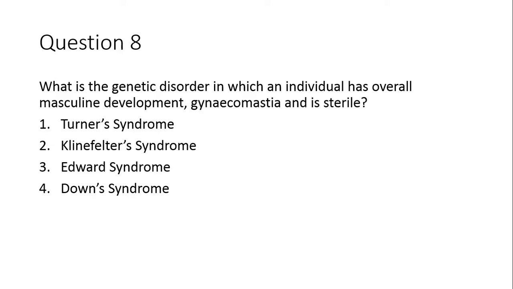See, Turner syndrome is because of lack of one X chromosome in human females. Klinefelter syndrome is because of an extra copy of X chromosome in human males, which leads to overall masculine development, gynecomastia, and sterility. Edwards syndrome is because of trisomy of chromosome number 18, while Down syndrome is because of trisomy of chromosome number 21. So, the genetic disorder in which an individual has overall masculine development, gynecomastia, and is sterile is Klinefelter syndrome.